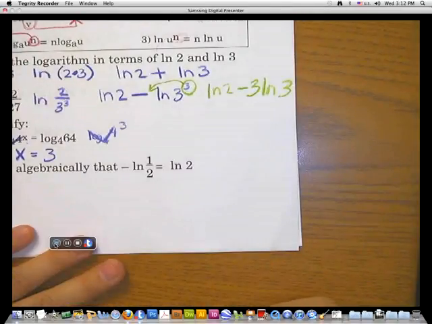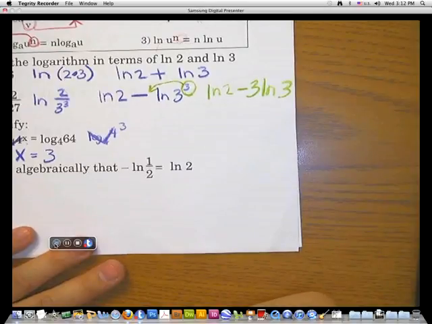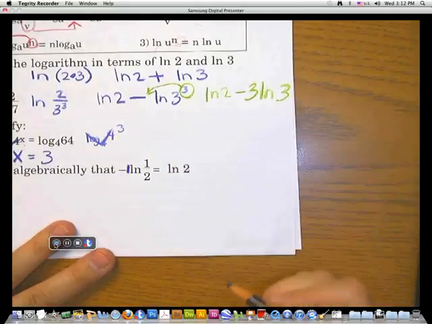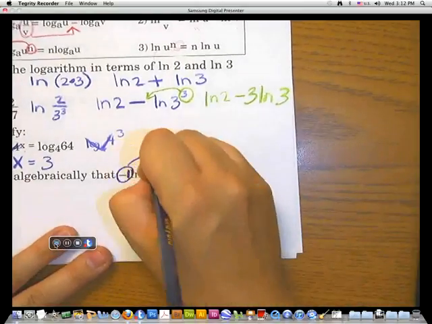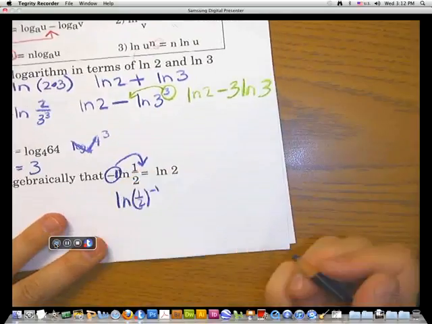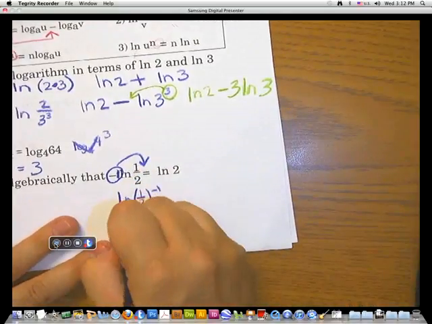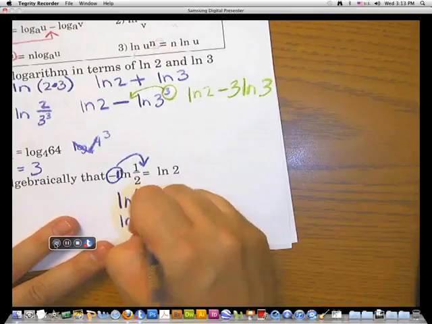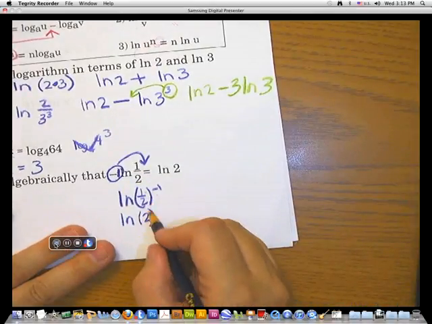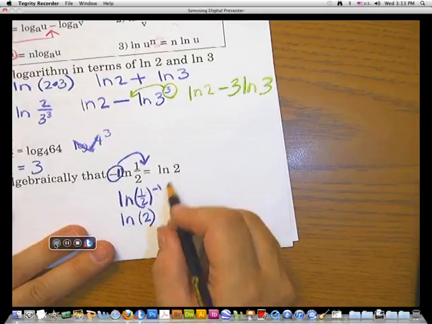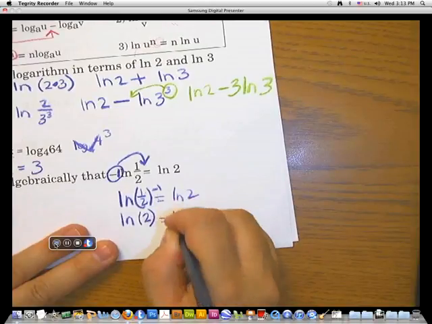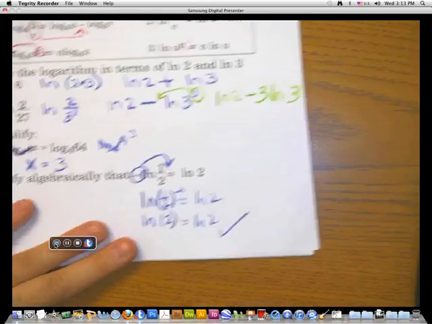Here we're going to verify that negative natural log of 1/2 is really the natural log of 2. Well, negative means that there's a negative 1 out front. A negative 1 is a coefficient. So that's 1/2 to the negative 1. A negative exponent means I get to reciprocate or cross the line, change the sign. So the 1/2 becomes 2. And so the natural log of 2 is the natural log of 2. And that's how we verify.